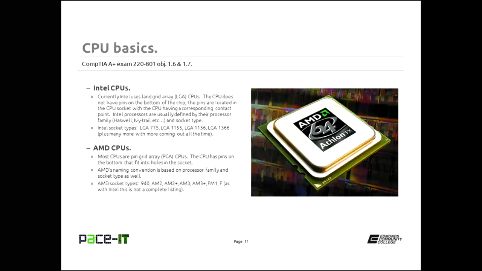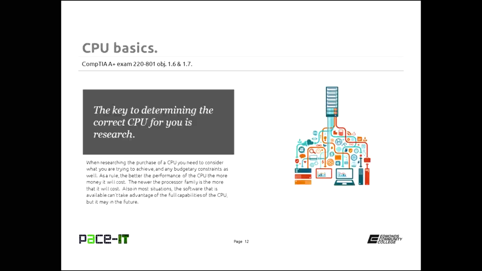So how do you pick the right CPU? How do you find out which CPU is the right one for you? Well, the key to determining the correct CPU is to do your research. When researching the purchase of a CPU, you need to consider what you are trying to achieve and what your budgetary constraints are. As a rule, the better the performance of the CPU, the more money it will cost. The newer the processor family it comes from, the more money it will cost.